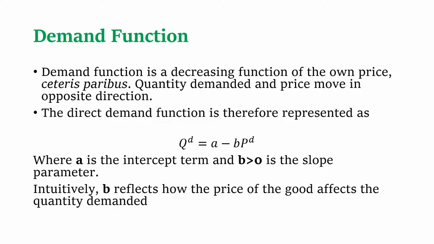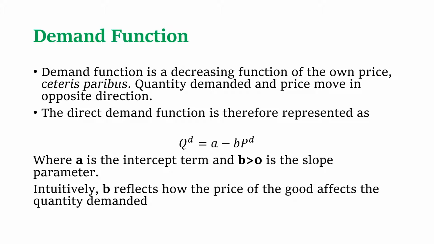So let's keep on going. Now let's look at the demand function here. We have talked about this one earlier. The demand function is a decreasing function of the own price, the price of the good itself. Quantity demanded and price move in opposite direction. They do not move in the same direction. If price goes up, then quantity will go down, right? And vice versa.